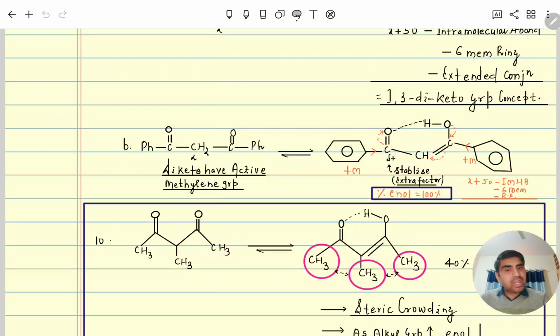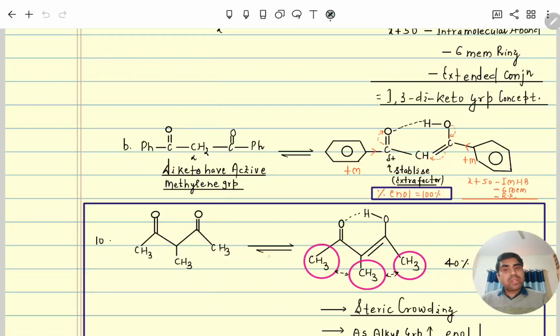Here more, you can see here also extended conjugation, along with that here also. So due to that more extended conjugation, the resonance energy is more. So overall this energy will be relatively very low, which means the enol percentage is almost 100%.